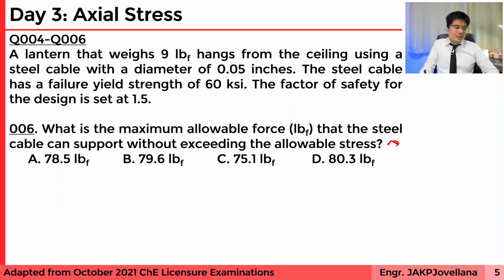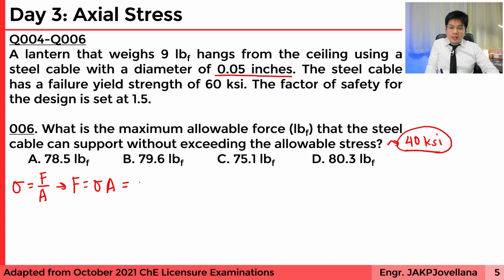we have calculated as 40 KSI. So from the previous equation, we have calculated that the stress is equal to force over cross-sectional area. Now that we have the allowable stress and we still have this dimension of the cable, we can determine the maximum allowable force as F equals sigma A. So sigma, the allowable stress, is 40 KSI, or this is 40,000 PSI. Recall that PSI is equivalent to pound-force per square inch.